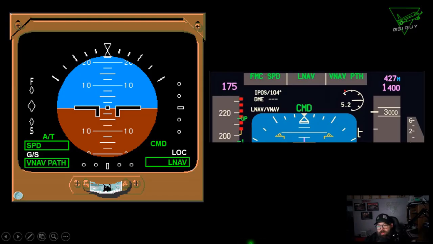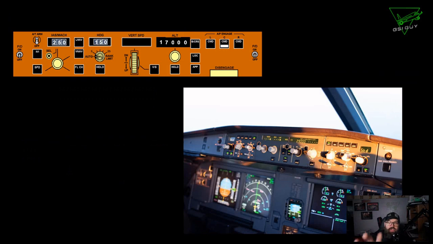So the important thing to remember is not what buttons you've pushed here, because all the buttons you push do is arm it. That's all it does. It arms that particular thing. Okay, I've armed my autopilot. I've armed my LNAV, VNAV. I've armed flight level change, so on and so forth, right?